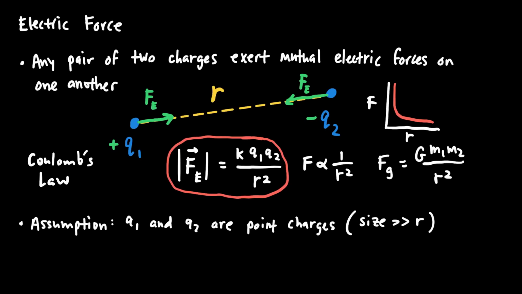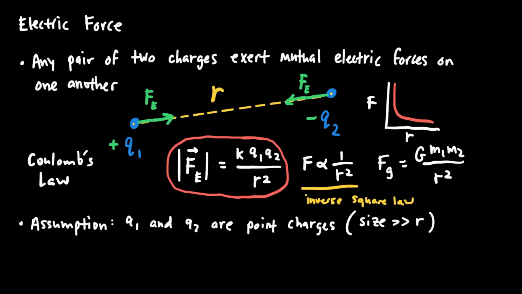Coulomb's law says that any pair of two charges will exert a mutual electric force on one another. If the centers of those two charges are separated by a distance r, and the charges are Q1 and Q2, then the electric force is given by Coulomb's law, which is the equation in the red circle. We notice that Coulomb's law is proportional to 1 over r squared. We call this an inverse square law.